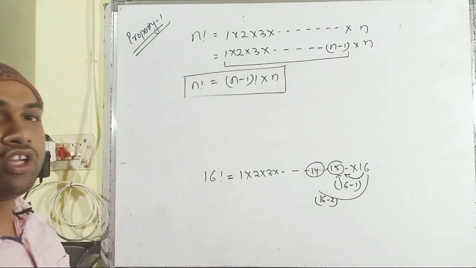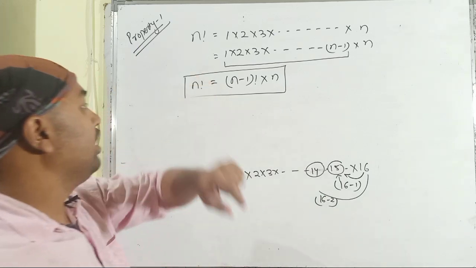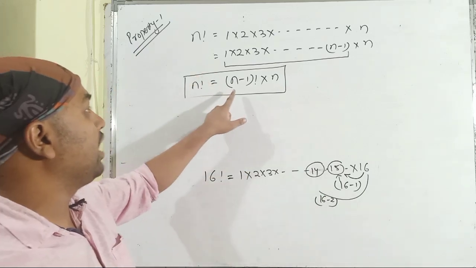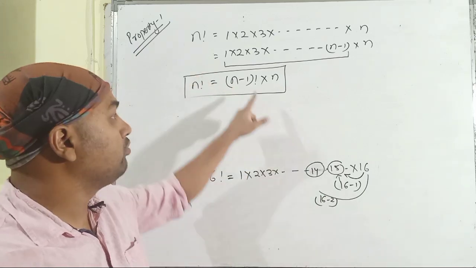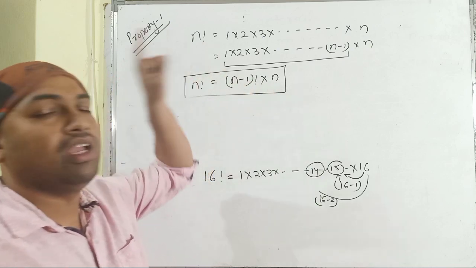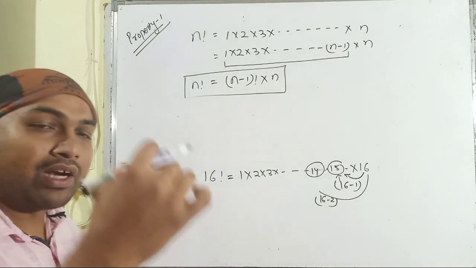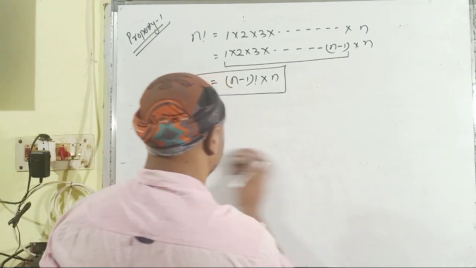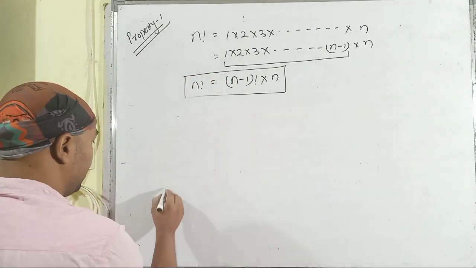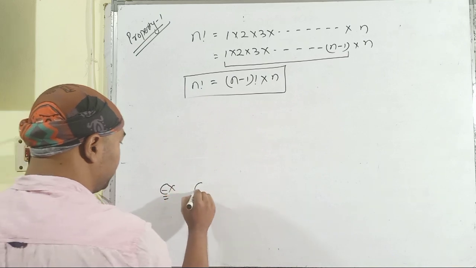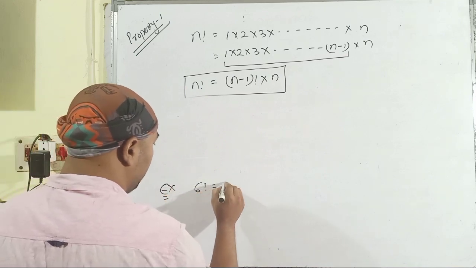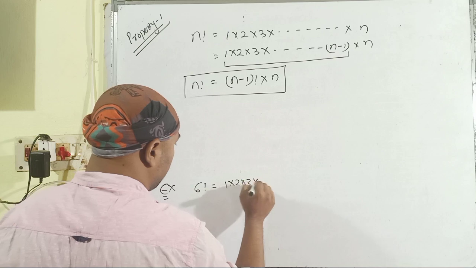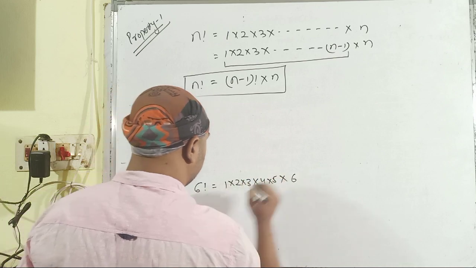So this is the factorization of the factorial, and n factorial can be separated in terms of a number and the factorial of just its previous number. Example. Let us consider an example. Suppose 6 factorial is equal to 1, 2, 3 multiplied with 4 multiplied with 5 multiplied with 6.